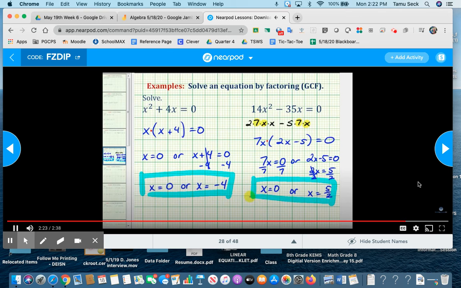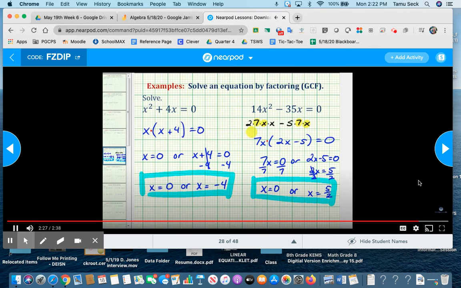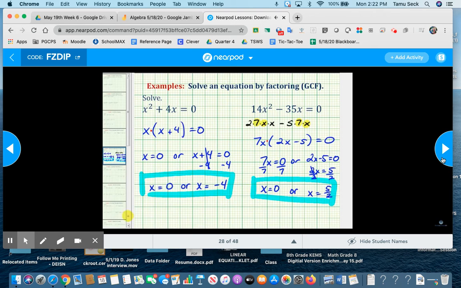So it is important to remember, whenever factoring, the first step is to factor out the greatest common factor. I hope you found this helpful.